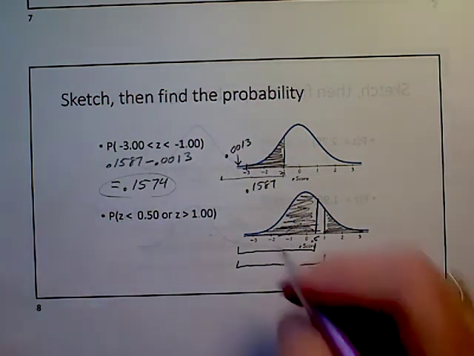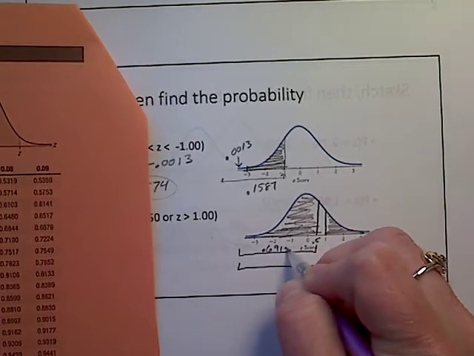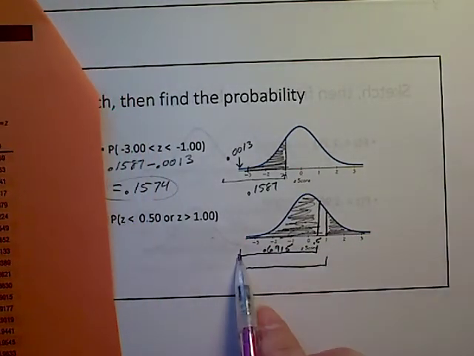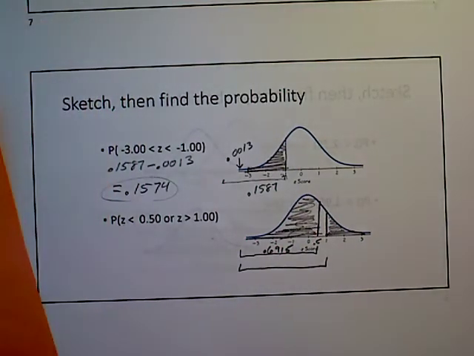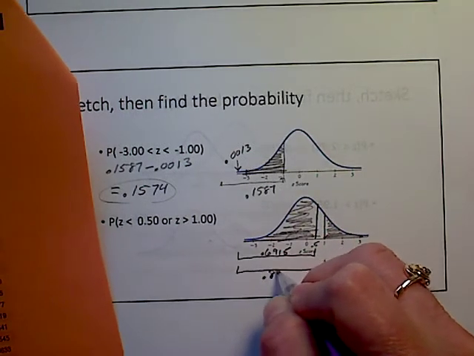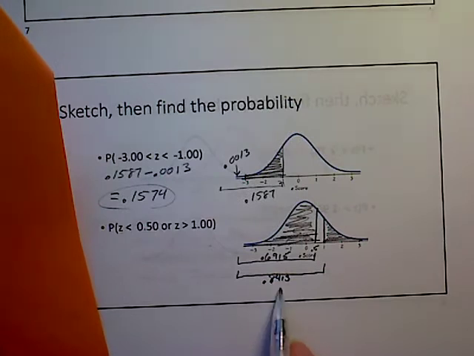0.50 is 0.6915. The area to the left of 0.5 is 0.6915. The area to the left of 1, watch your table, it's backwards on this side, is 0.8413.